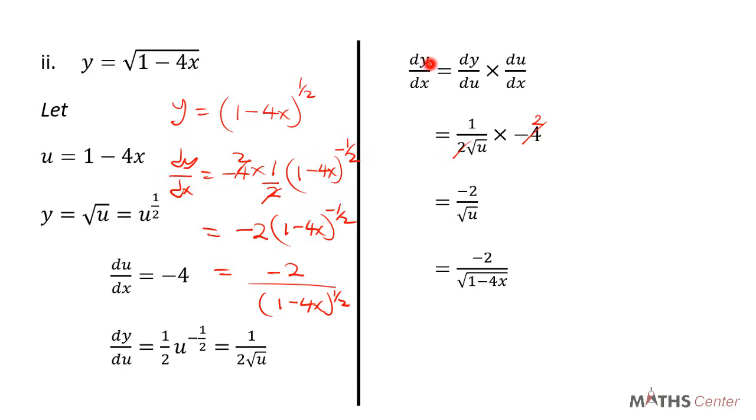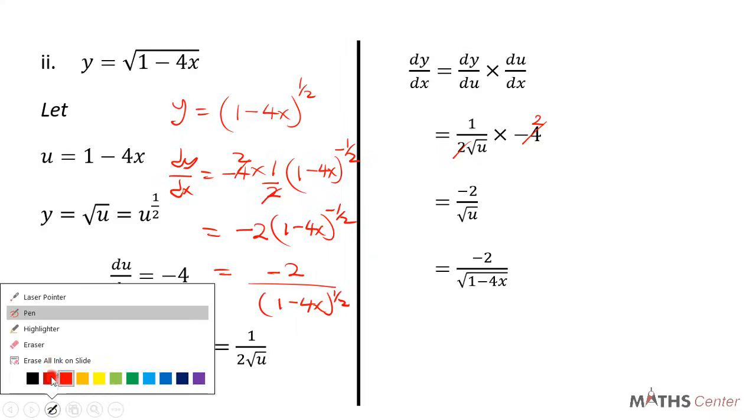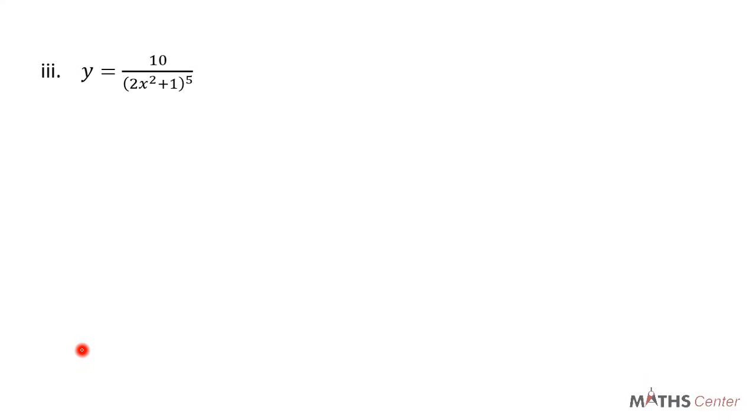The chain rule is dy/dx is equal to dy/du times du/dx. Let's consider the next example. We have y is equal to 10 divided by (2x squared plus 1) exponent 5. So this involves a quotient, but we will still use the chain rule here.